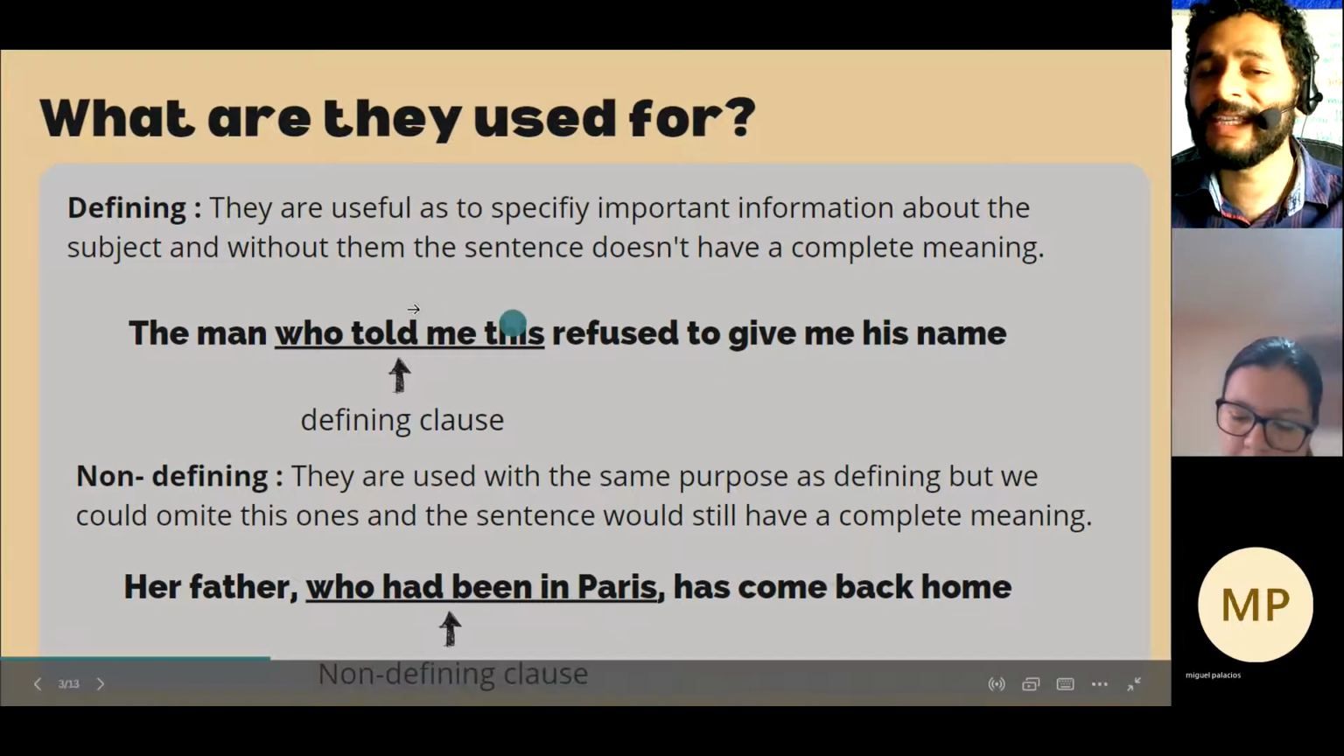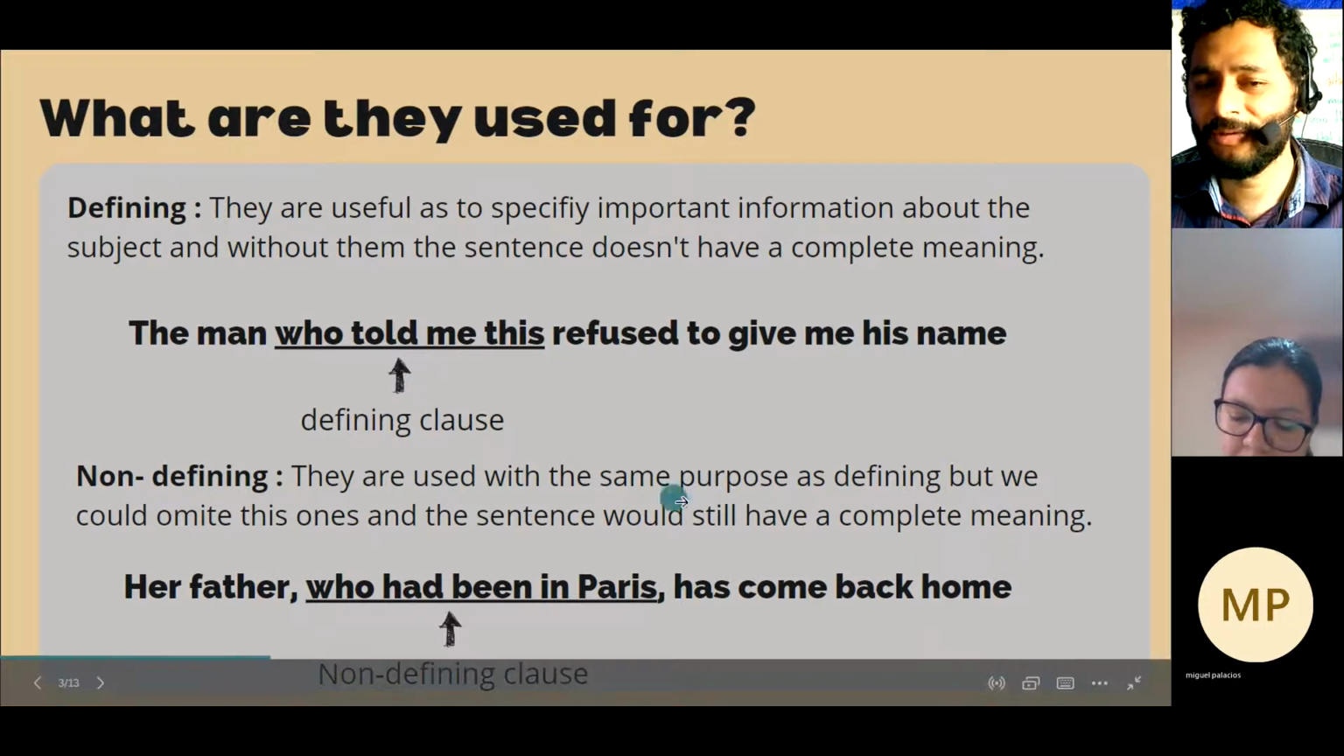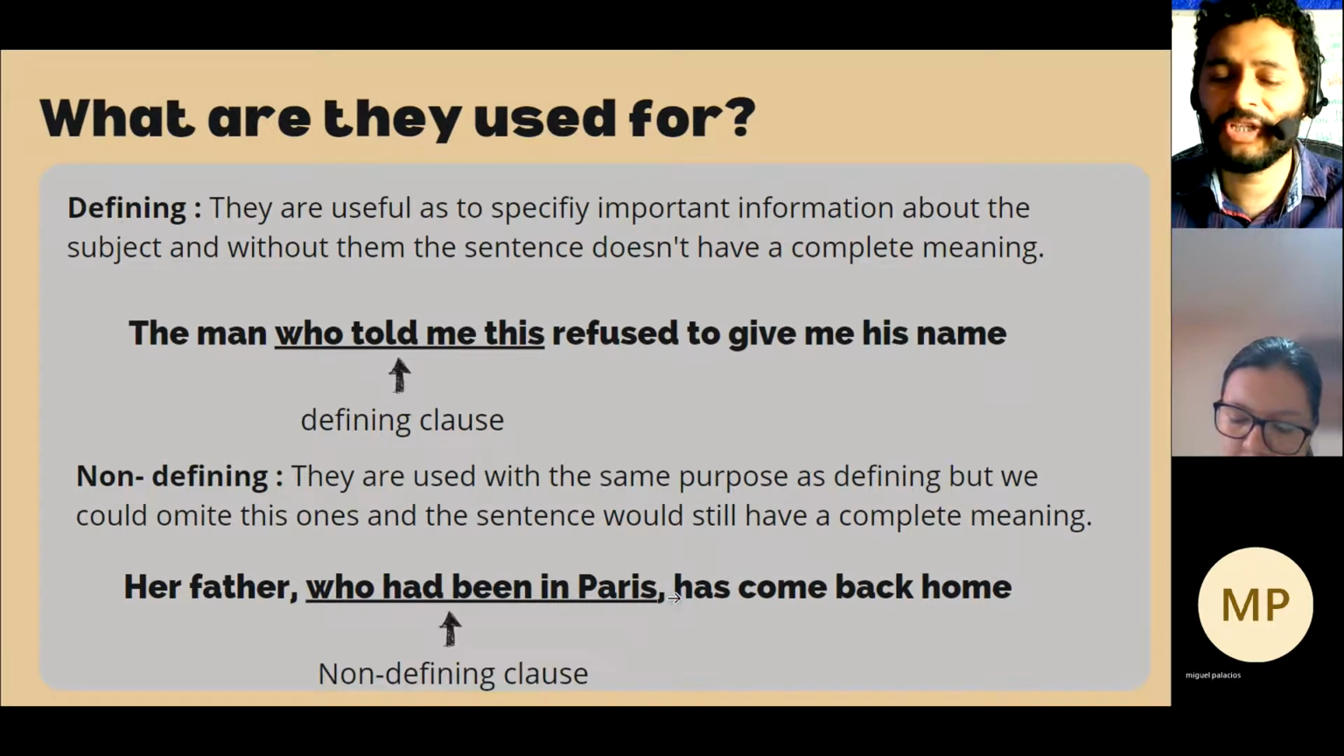Okay. Sin embargo, aquí sí se generan preguntas, ¿no? Si tú quitas esto, es como, ¿cuál hombre? ¿De qué hablas? Aquí, si quitas esto, pues, ok, estás omitiendo información, sin embargo, el significado sigue estando completo.